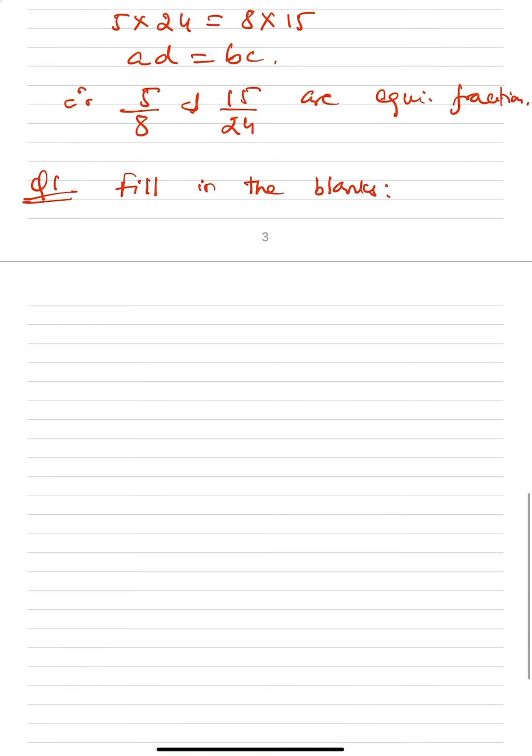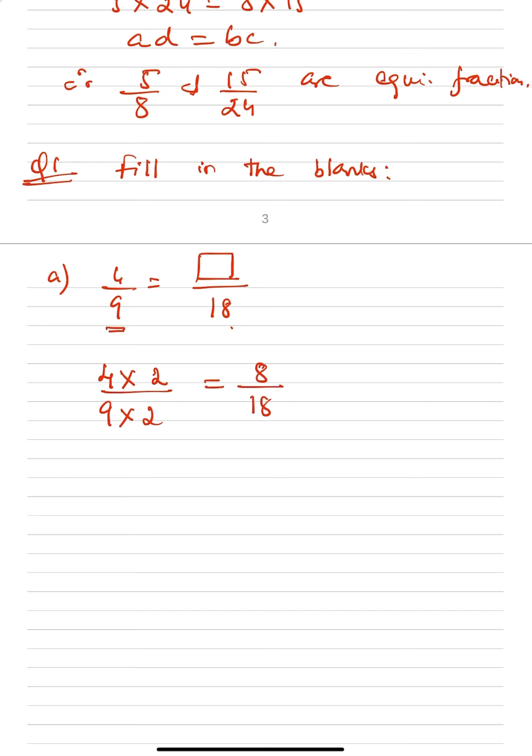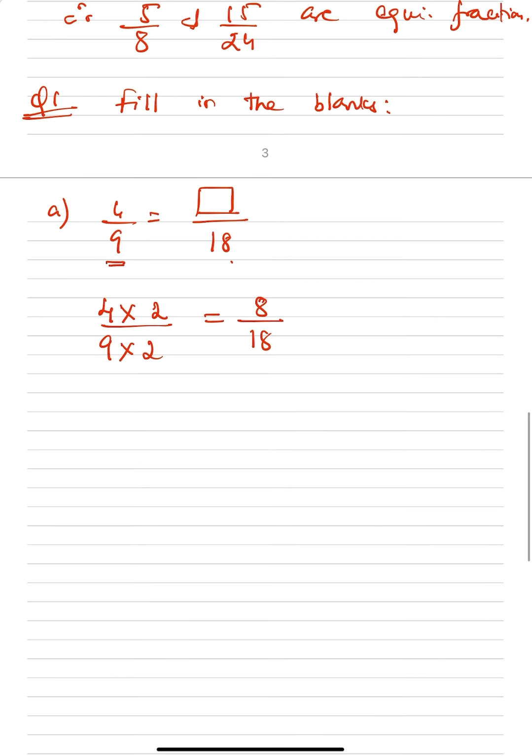Then what will we do? See, I am getting 4 upon 9 is equal to dash upon 18. In the numerator I don't know. So what will we do? We will find the equivalent fraction of 4 upon 9. Here it is 9, and the denominator is 18, which means 9 is multiplied by 2. So 4 should also be multiplied by 2. So this is nothing but 8 upon 18.